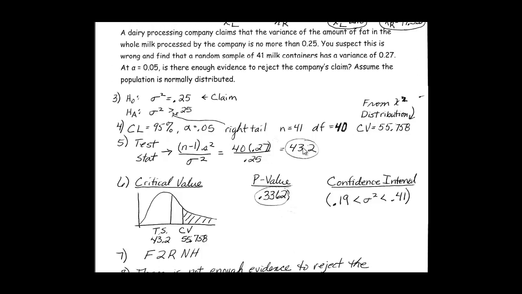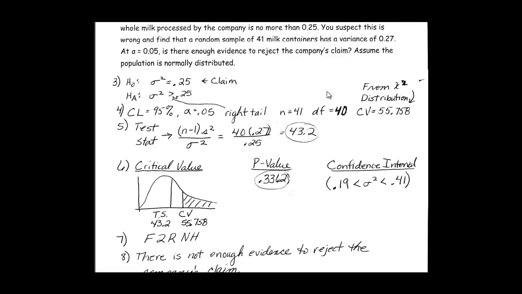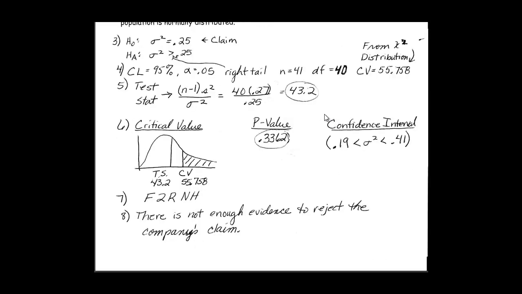So in other words, even though our sample variance came out to be somewhat higher, it is not high enough to be statistically significant, such that we could always assume that all containers would have a variance higher than the 0.25.